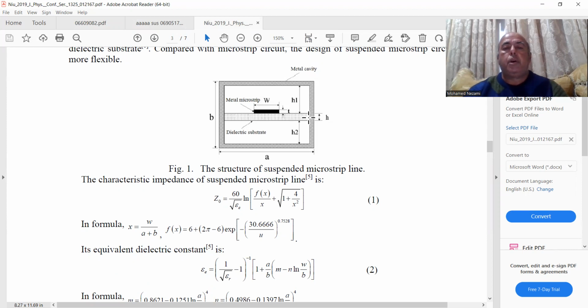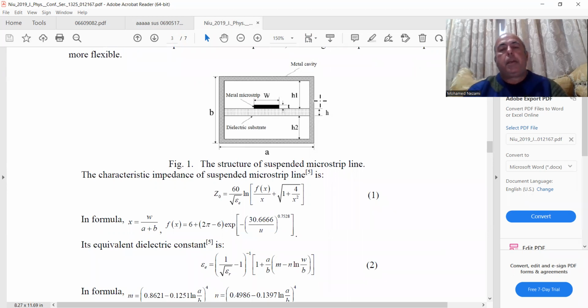And underneath it is the substrate, could be Duroid, could be whatever material you choose to implement the circuit board on. And then the ground is actually the body of what we call the channel, or in this case, just the enclosure that encloses the suspended line. And the key to the suspended line is that it's extremely low loss.